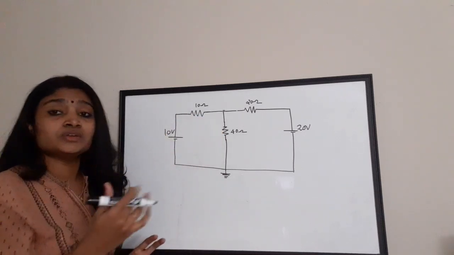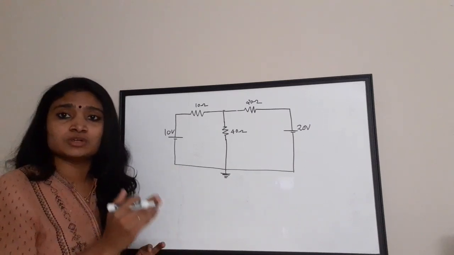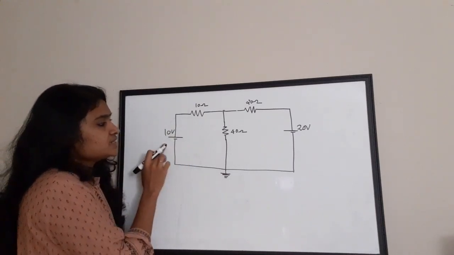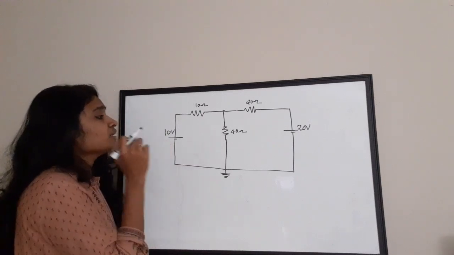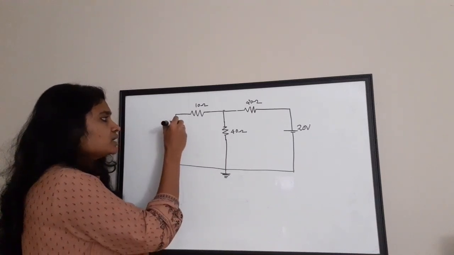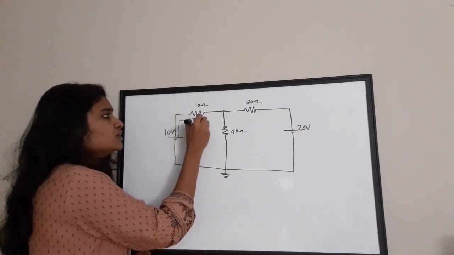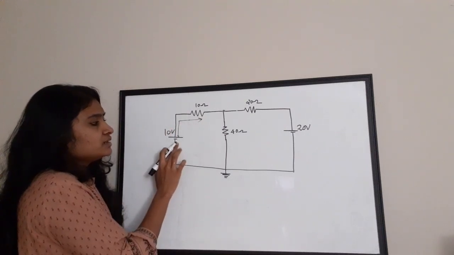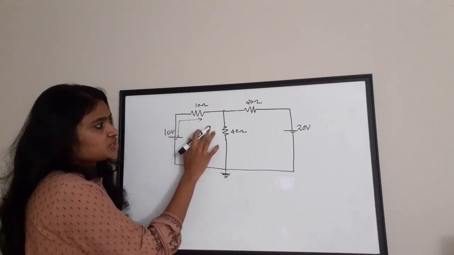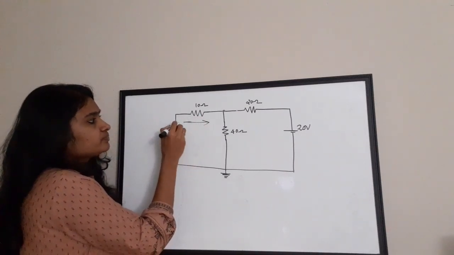We all know that according to the convention of current flow, current always flows from the positive terminal of the battery to the negative terminal of the battery. That is the convention we are following. Here there is a 10 volt source with a positive and a negative terminal. The current flows from the positive terminal of the battery, so the current is flowing in this direction, starting from the positive terminal towards the negative terminal. I am marking the direction of current here. It is in this direction.